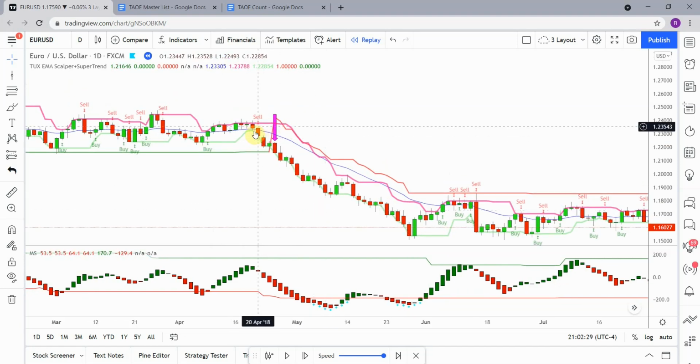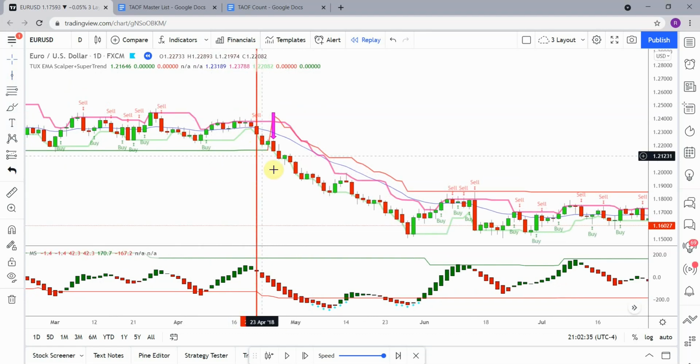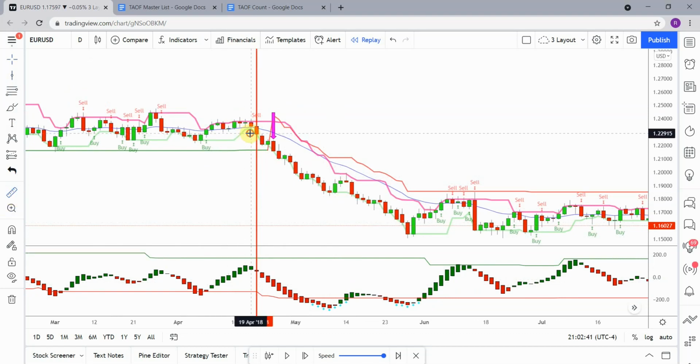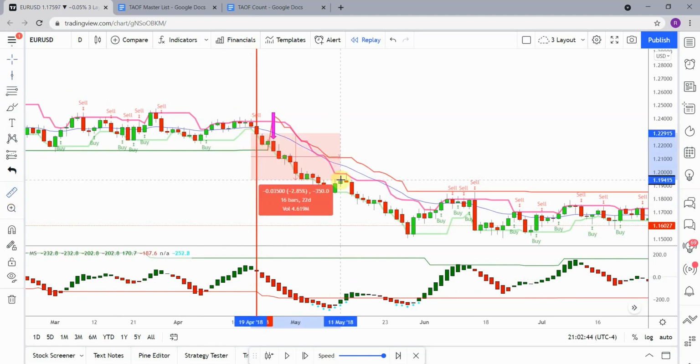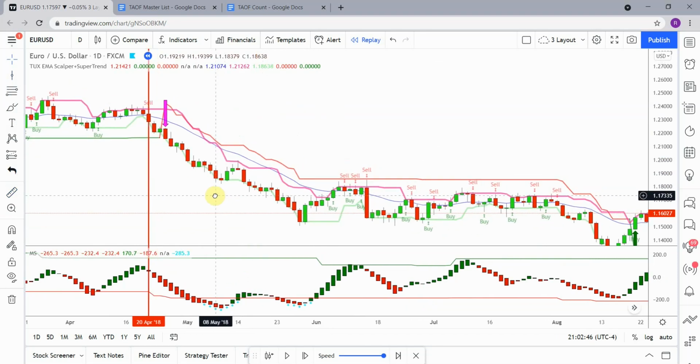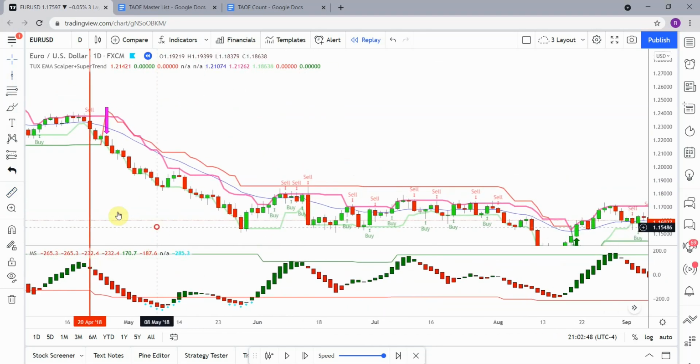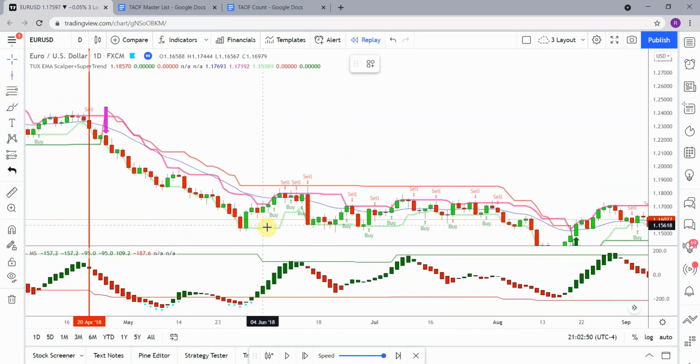And here's a really decent trade that took place. You see here that we would have entered on a short right there. We would have ridden this out until we got a green bar on the MS. That would have put us at roughly 350 pips. Now let's move on and look at a buy signal.